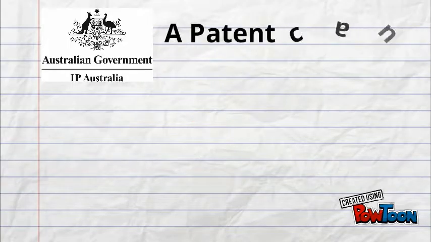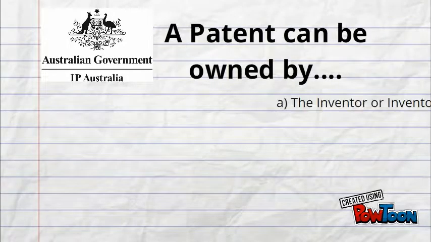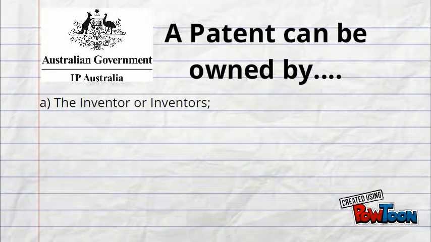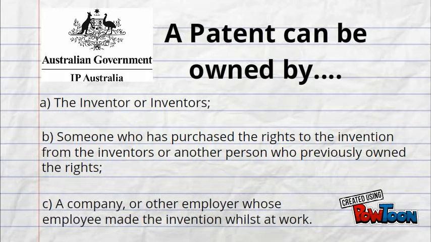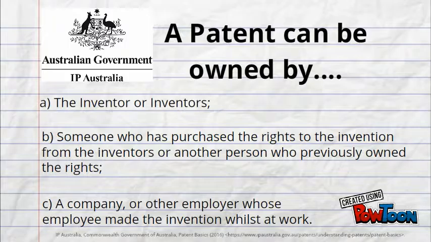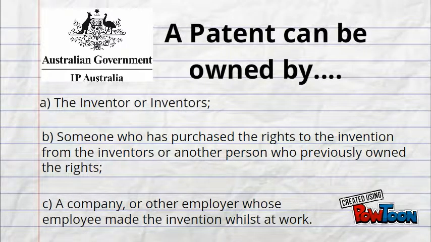According to IP Australia, a patent can be owned by A. the inventor or inventors, B. someone who has purchased the rights to the invention from the inventors or another person who has previously owned the rights, or C. a company or other employer whose employee made the invention whilst at work.